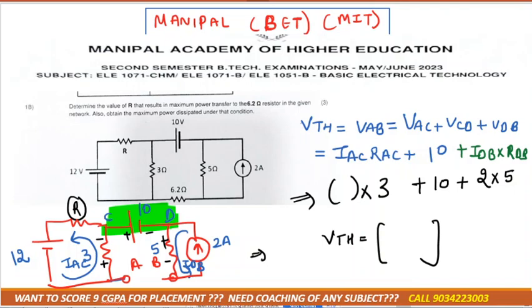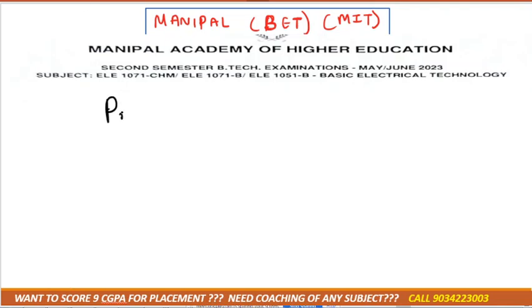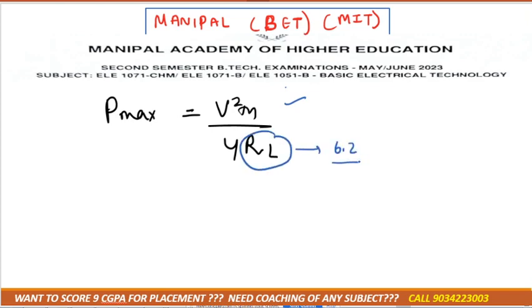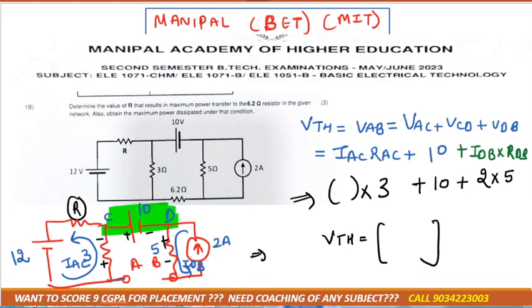Understood? Now in the last and final step, we need to calculate maximum power, that is V_TH squared divided by 4 RL, where we have calculated RL is equal to 6.2 ohm, and then we can solve it. Understood?